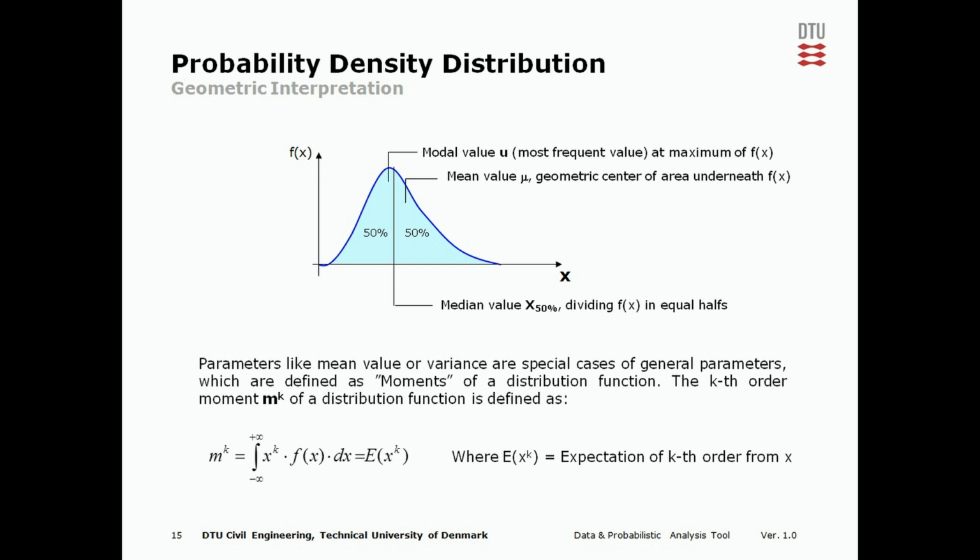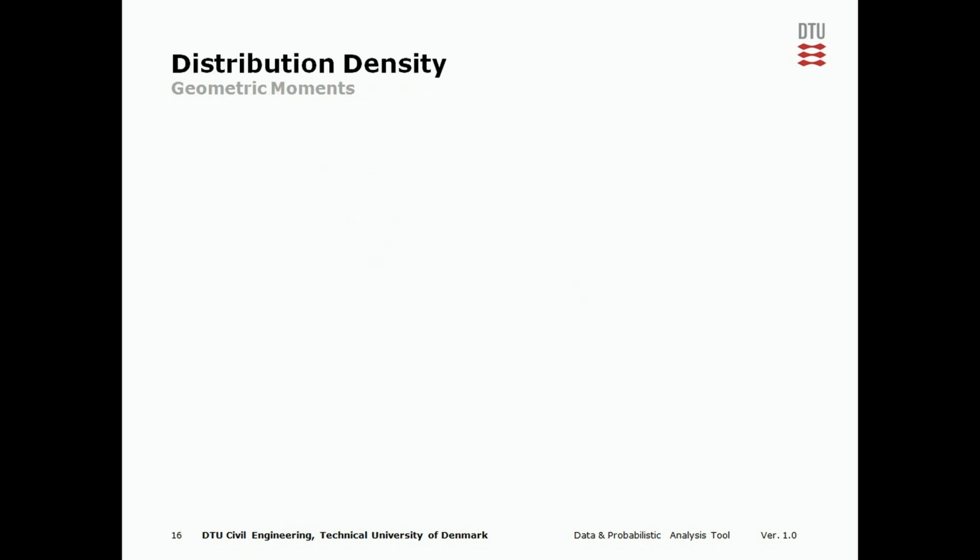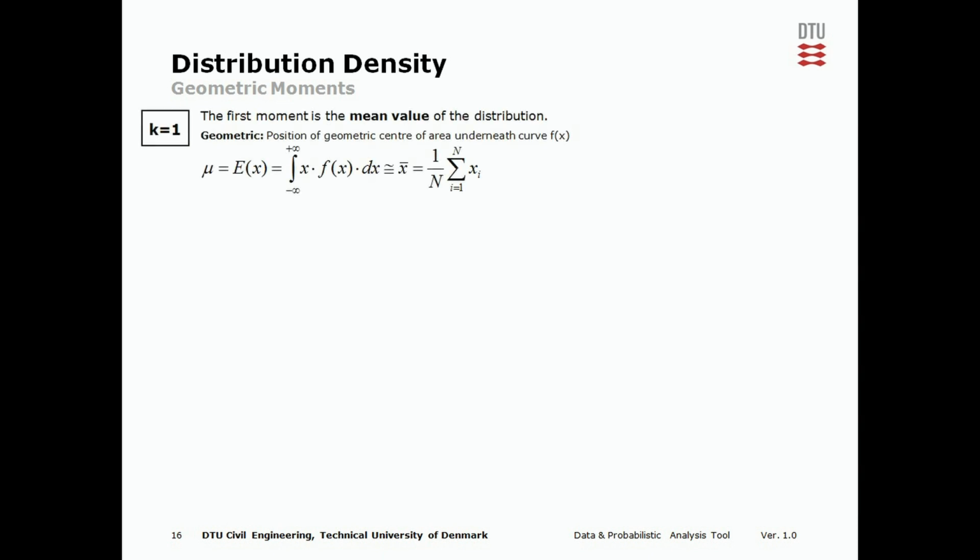So how much the data points vary around the mean value can be expressed by what we call the moments of the distribution function. If we look a little bit closer at what this means, we have, for example, the first moment of the distribution function, and this is the sum of all data points divided by the number of data points, which is just the mean value of the distribution. This is the first moment.